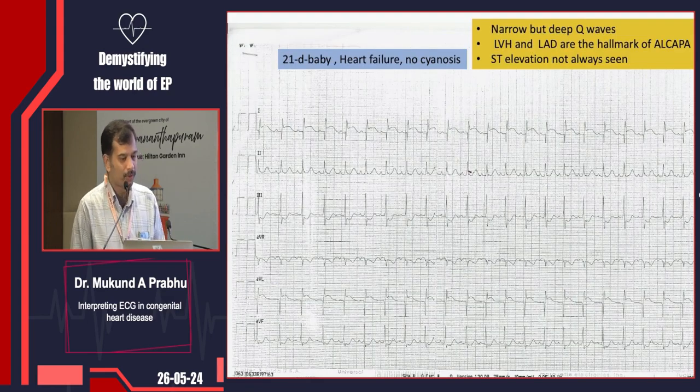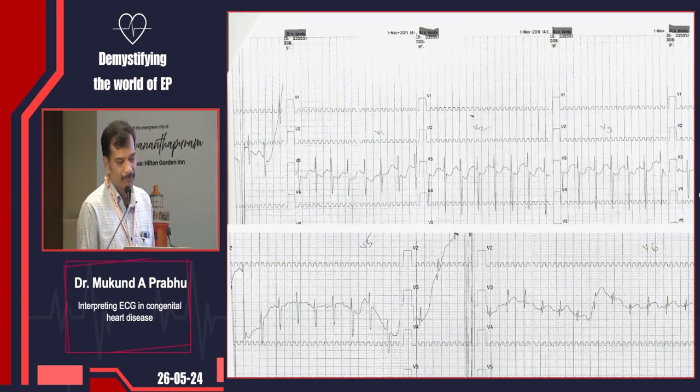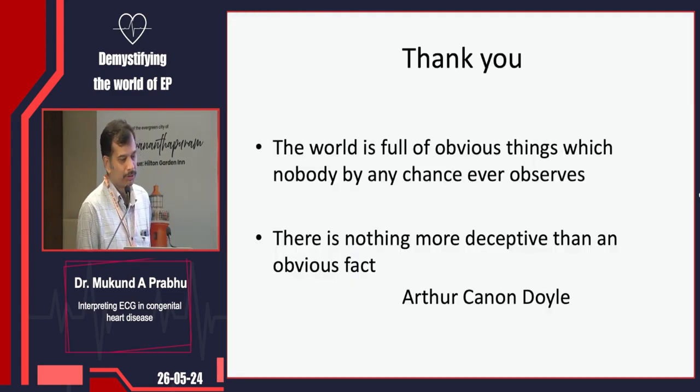This is my last slide. A 21-day-old baby with heart failure, no cyanosis. And this ECG itself declares the diagnosis as ALCAPA. You can see the ST elevation in I and aVL. LVH and left axis deviation are a hallmark of ALCAPA. You will hardly find this sort of ST elevation unless you are dealing with a baby at a very young age.